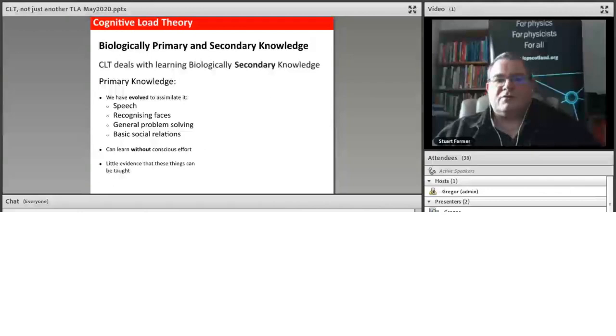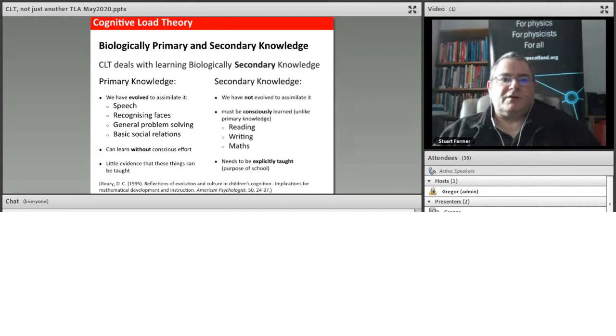We recognize faces, we recognize threat situations. These are the things that we have evolved to learn and understand, and that learning doesn't take any conscious effort. That's what Geary referred to as biologically primary knowledge. Essentially, those are the sorts of things that happen, particularly when you're a young child.